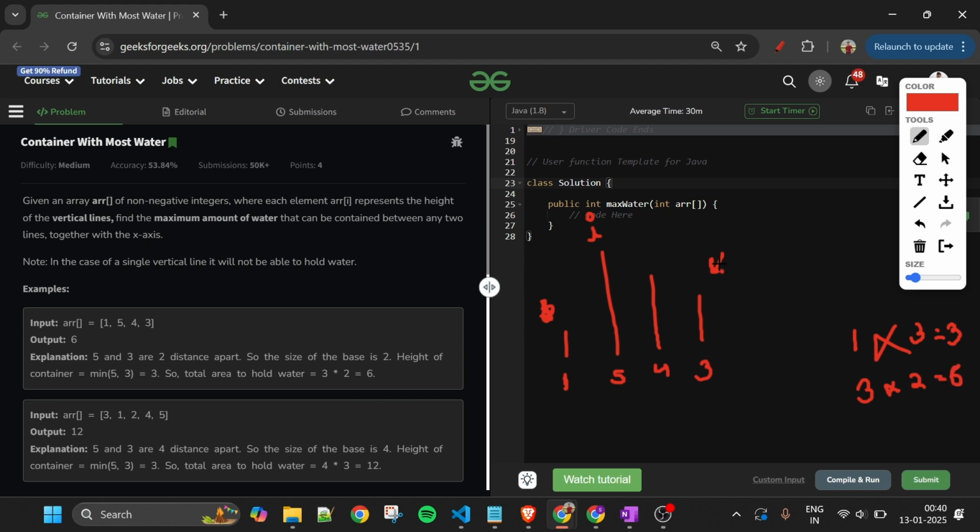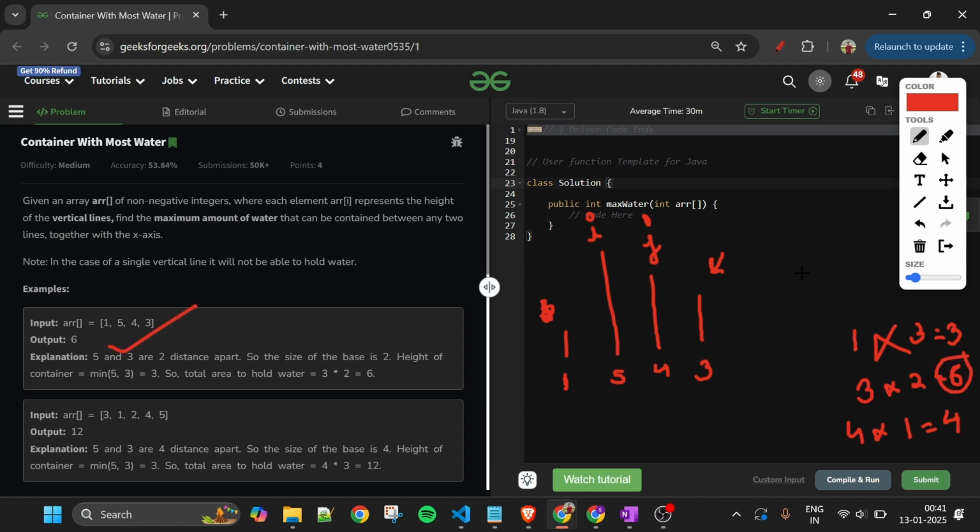Now arr of j is less. So to increase j, I will move to the left. Now j is pointing to this. Again, the amount of water I can store is what? The minimum of 5 and 4 is 4, into the distance between them, which is 1, and it is equal to 4. Okay, so these three walls I am considering, and the maximum amount of water is 6. I will simply return 6.